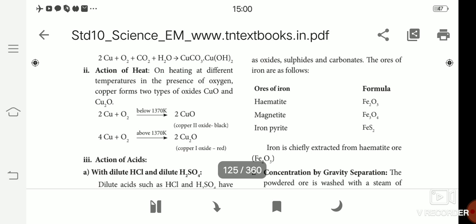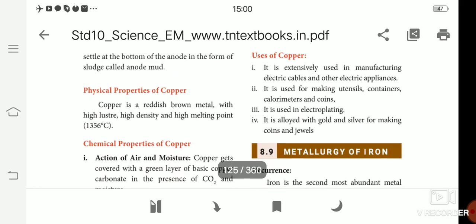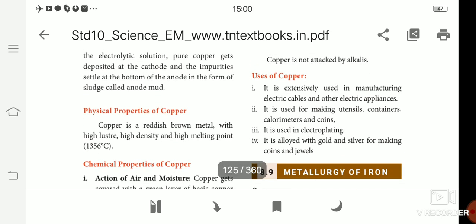Then the uses of copper. Copper is used in manufacturing electric cables and other electric appliances. Then the next point, it is used for making utensils, containers, calorimeters and coins. Then it is used in electroplating materials. Then it is alloyed with gold and silver.